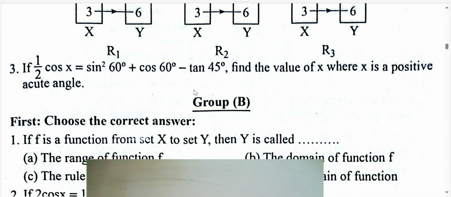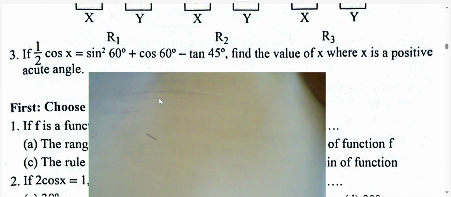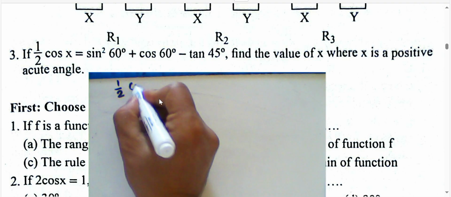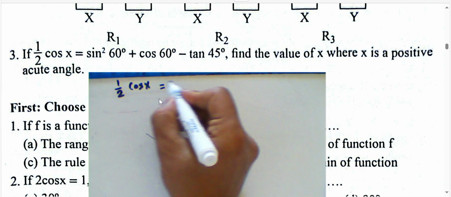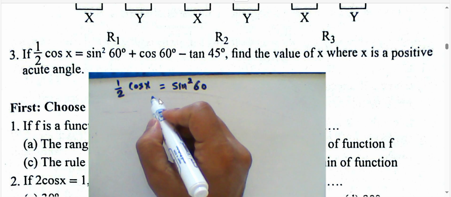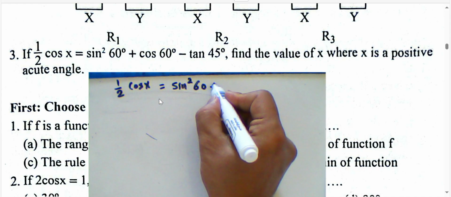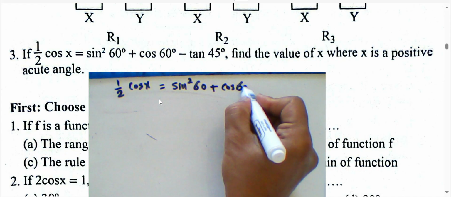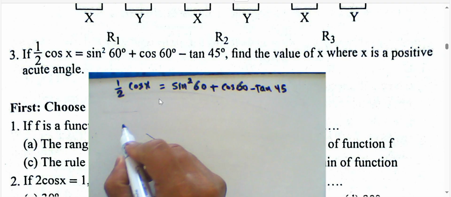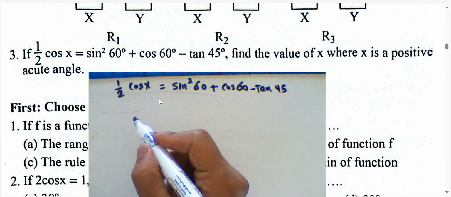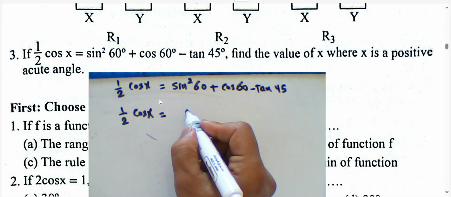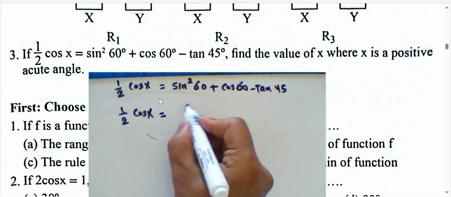Next question, number 3. If half cosine X equal sine 60 squared, to cosine 60 subtract by 1045, we can find the value of X. Okay, we can write half cosine X equal sine 60 equal half or root 3 over 2.